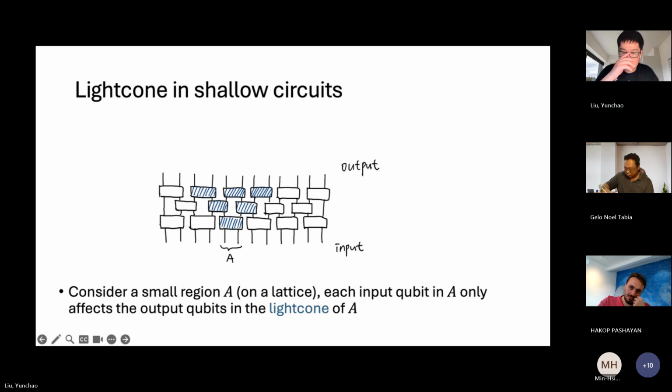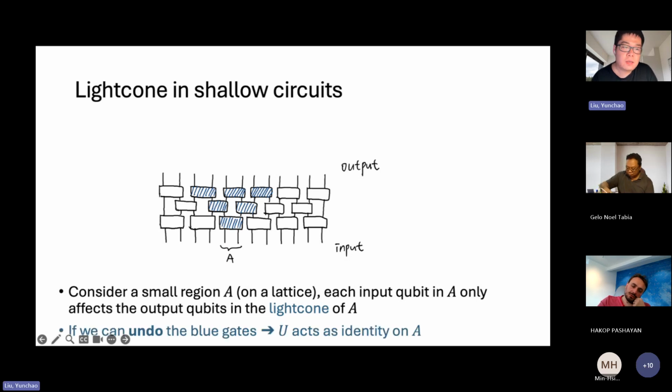Okay, so this light cone property follows from the structure of shallow circuits. But then a naive thought is that maybe we can try to undo the blue gates. If we somehow know what the blue gates are, then we can just undo them and remove these gates from the unknown circuit. And then the underlying circuit U will be acting trivially on the system A. And then it's a shallow circuit on the remaining qubits. So then we will basically solve the problem by iterating this procedure because we simply have a smaller circuit and then a smaller circuit and then again. But of course, we cannot do this because we don't know what the blue gates are. So we cannot directly remove it.